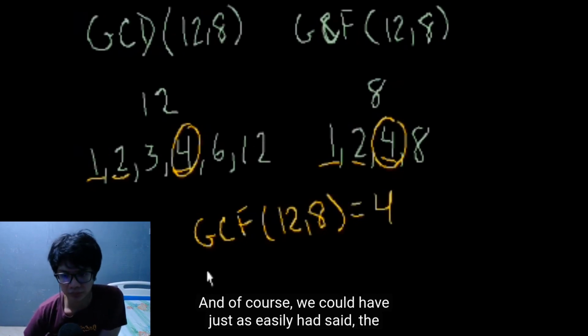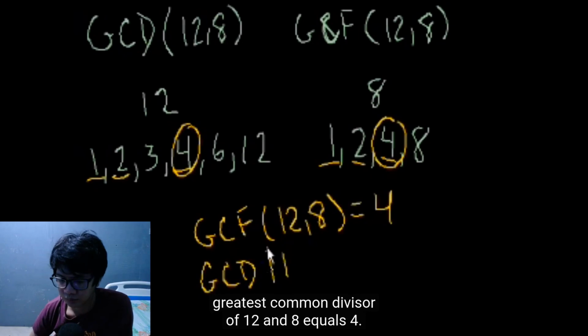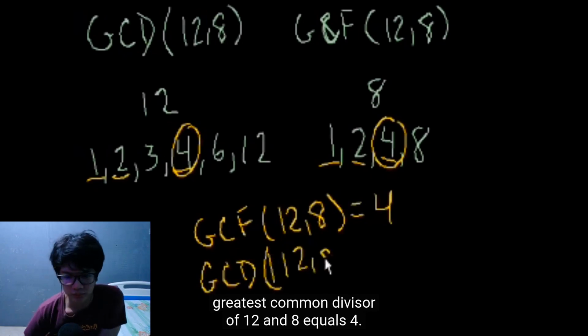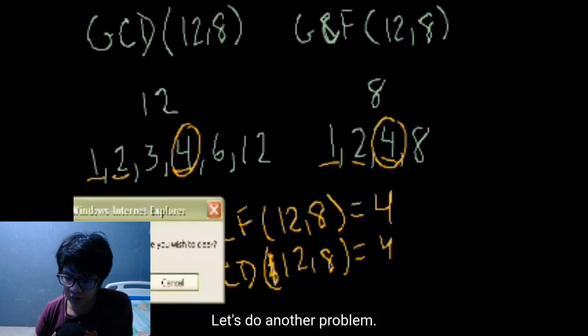And of course, we could have just as easily said the greatest common divisor of 12 and 8 equals 4. Greatest common divisor of 12 and 8 is 4. Let's do another problem.